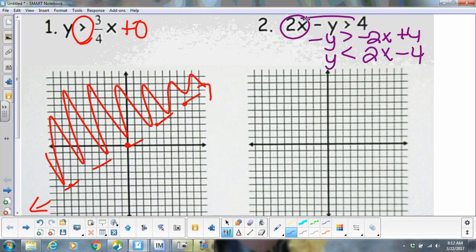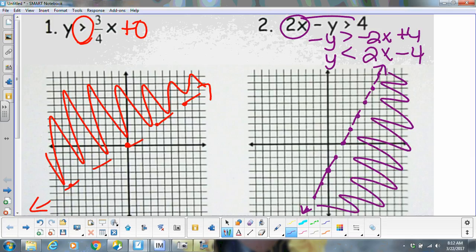So I'm going to start at negative 4, up 2, and right 1. Again, because it is less than, it is dotted, and less than means we shade below. Okay, don't forget if it is less than or equal to or greater than or equal to, if you see the line, that makes a solid line.